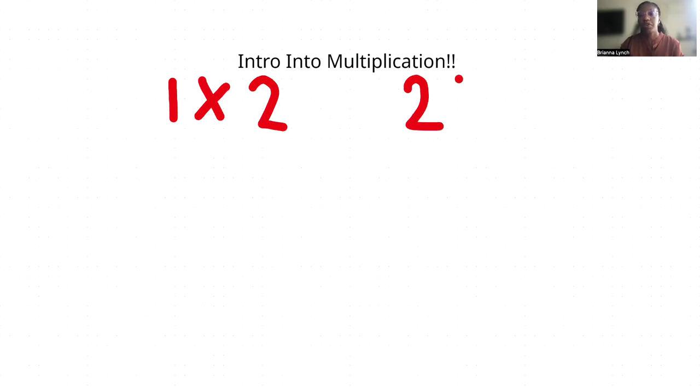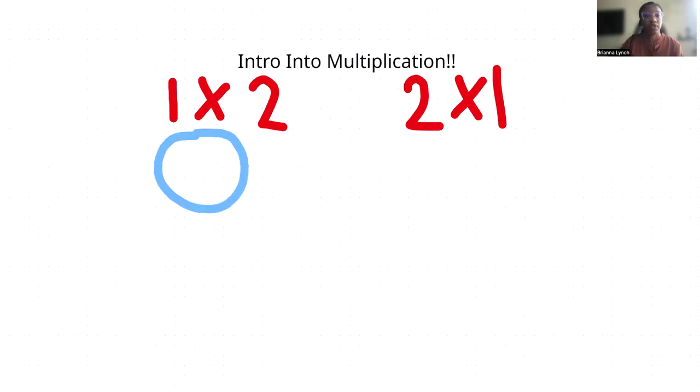We'll start off with something simple, like 2 times 1 and 1 times 2. So we have 1 times 2, and you have 2 times 1. When we're multiplying, here's what's happening. We are saying this. We have one group of 2. So right here, I'm going to use a different color, and I'm going to draw my group, just a circle, right? And how many is in this circle? 2.